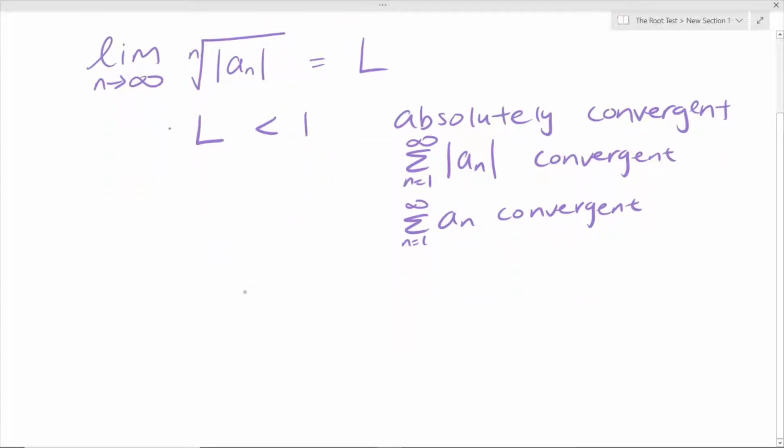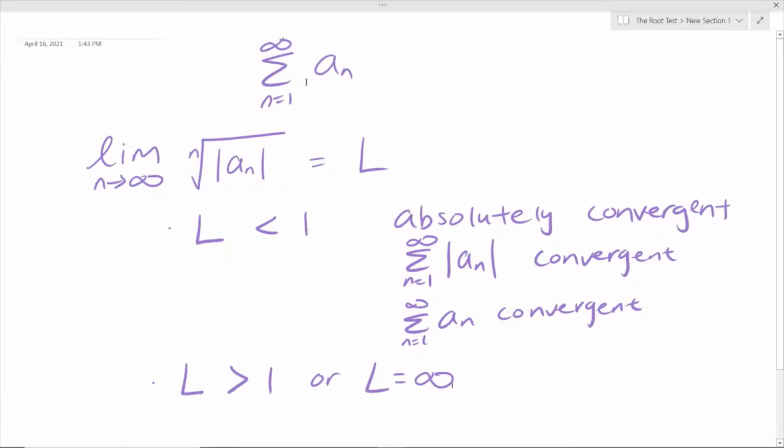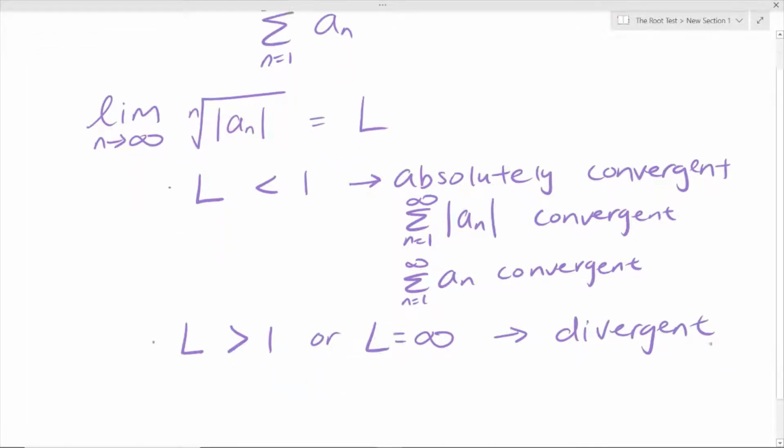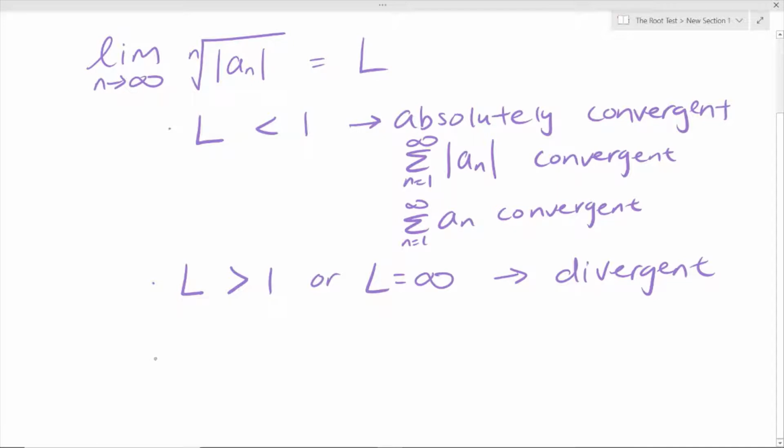Now, if the limit, however, is greater than 1, or if the limit is equal to infinity, then that would mean that the series is divergent. So here it's convergent, and here it's going to make the series divergent. And if the limit is equal to 1, then the test is inconclusive, and that means we have to use a different test.